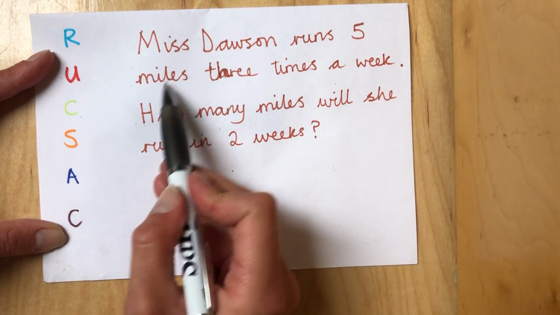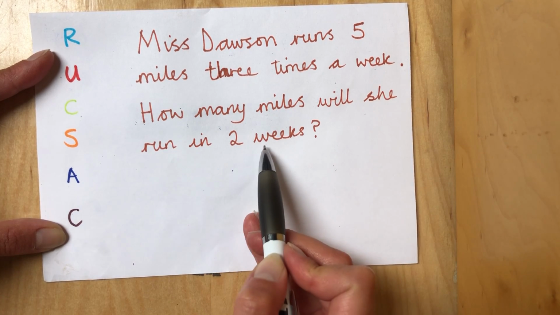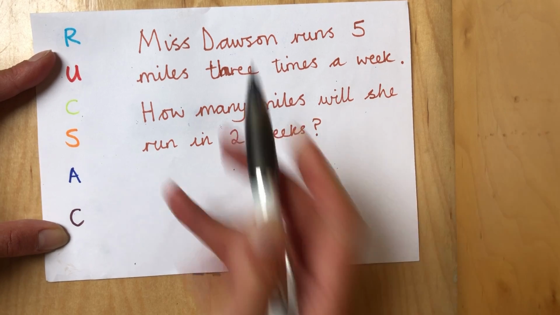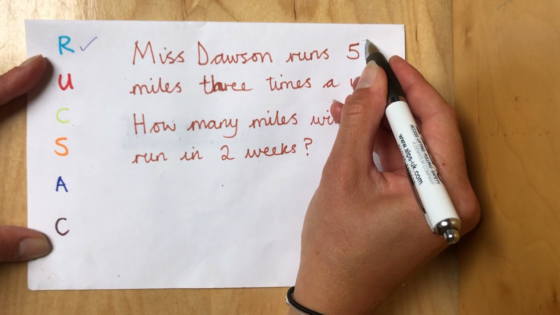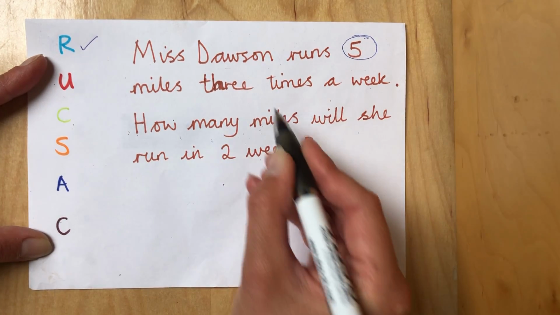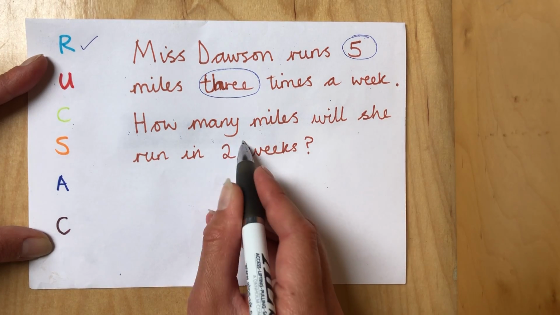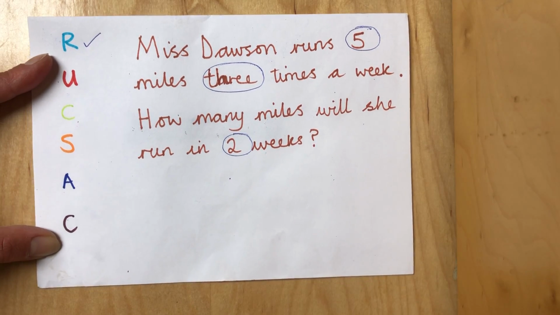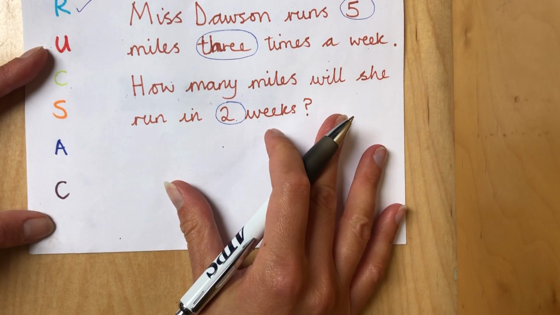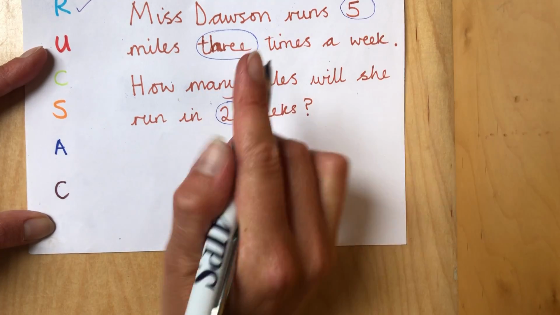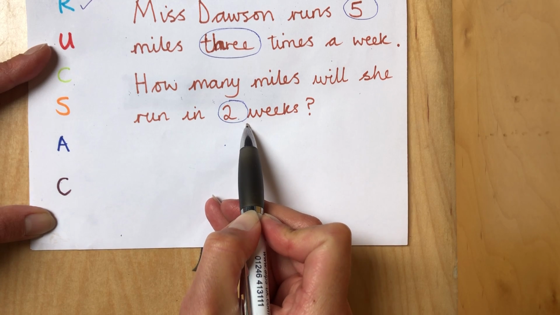Miss Dawson runs 5 miles 3 times a week. How many miles will she run in 2 weeks? Okay, I have read. Now I need to understand it. So I'm going to circle 5 miles 3 times a week. How many miles will she run in 2 weeks? So those are the numbers that are important to me. So I understand it now. I need to know how many miles Miss Dawson runs in 2 weeks.